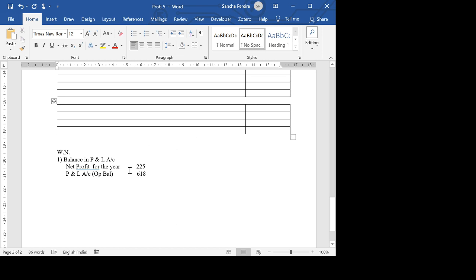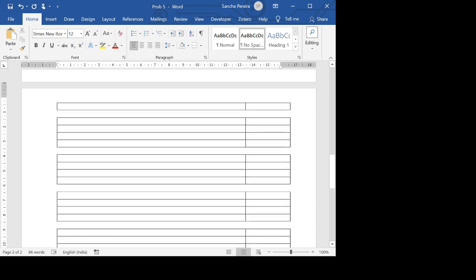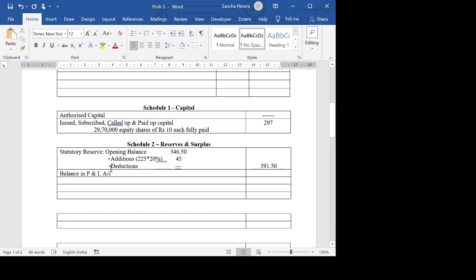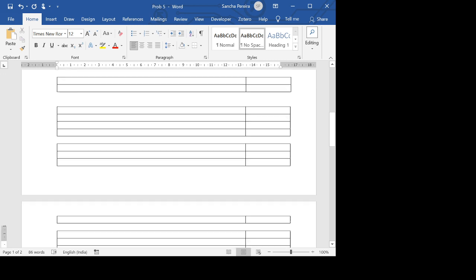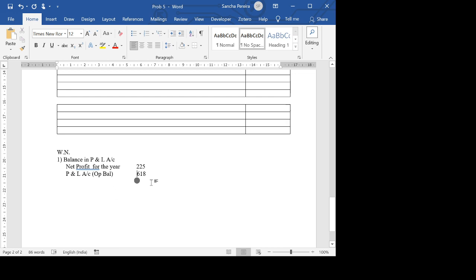Now I want to know from you, can the total of this be shown as balance in profit and loss account? We are trying to find out this balance. Can the total of these two figures, 225 plus 618, be shown as balance in profit and loss account, or should there be another adjustment to it to get the correct balance? Can anyone tell me? No reply?